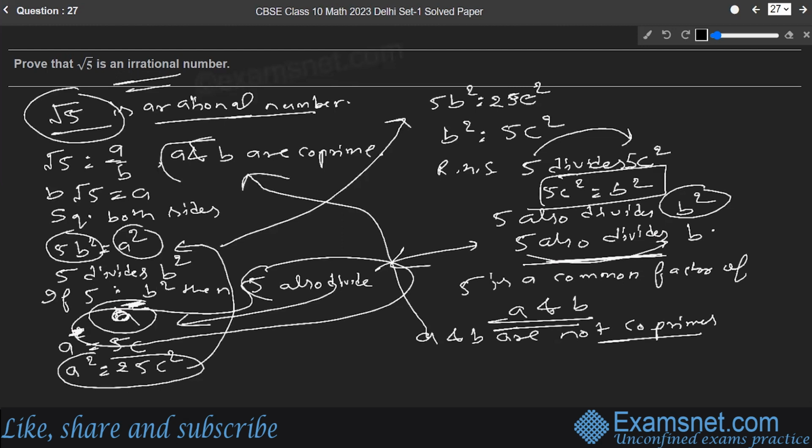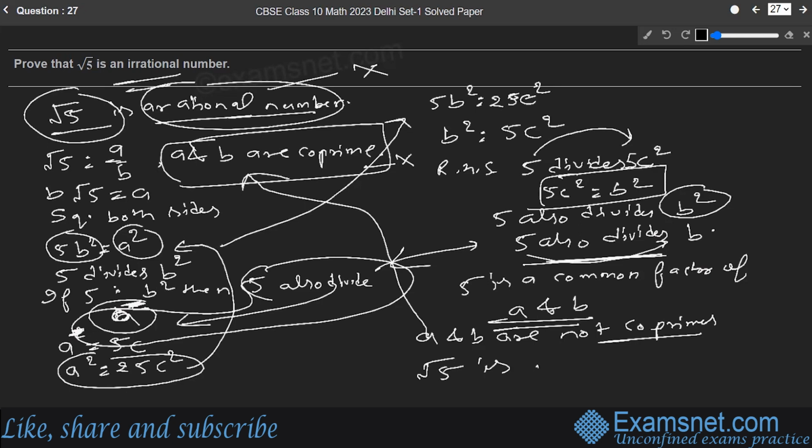is an irrational number has been proven wrong, because that was based on a and b being co-primes. So if that theory has become wrong, we can say that what we assumed, that root 5 is a rational number, is a wrong theory. So that means root 5 is not a rational number, but rather it is an irrational number.